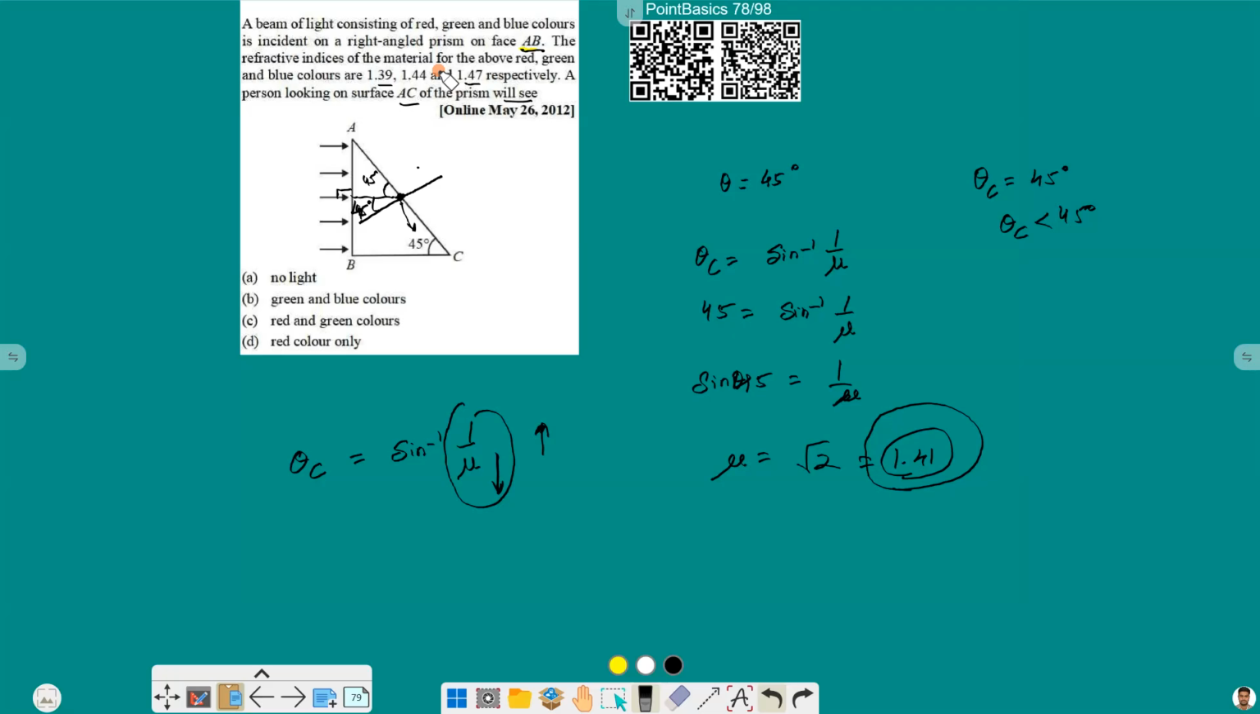And here the refractive index of the red is lower than 1.41. So red light will be totally internally reflected, and we have here blue and the second one is green. Blue and green will pass and red cannot. So we will see green and blue colors. So option B is the right answer for this question. Let us move ahead.